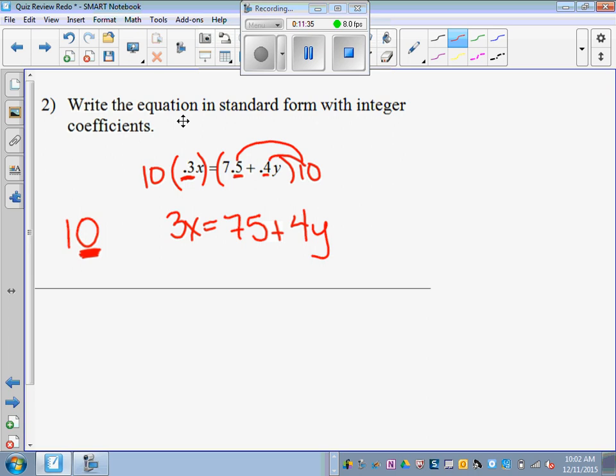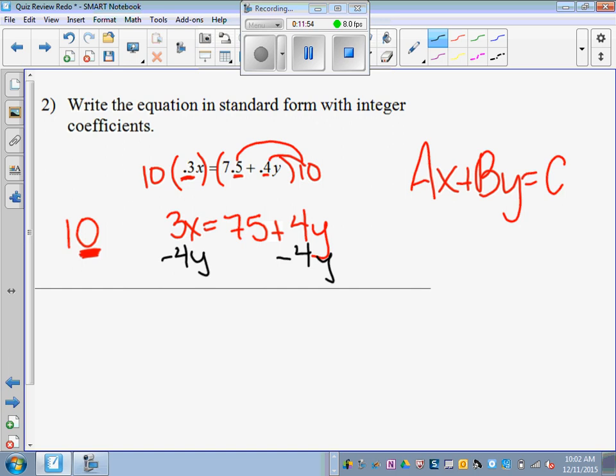Again, we still need ax plus by equals c. All right, and Trey, what did you say we could do? Subtract 4y. All right, so 3x minus 4y equals 75.